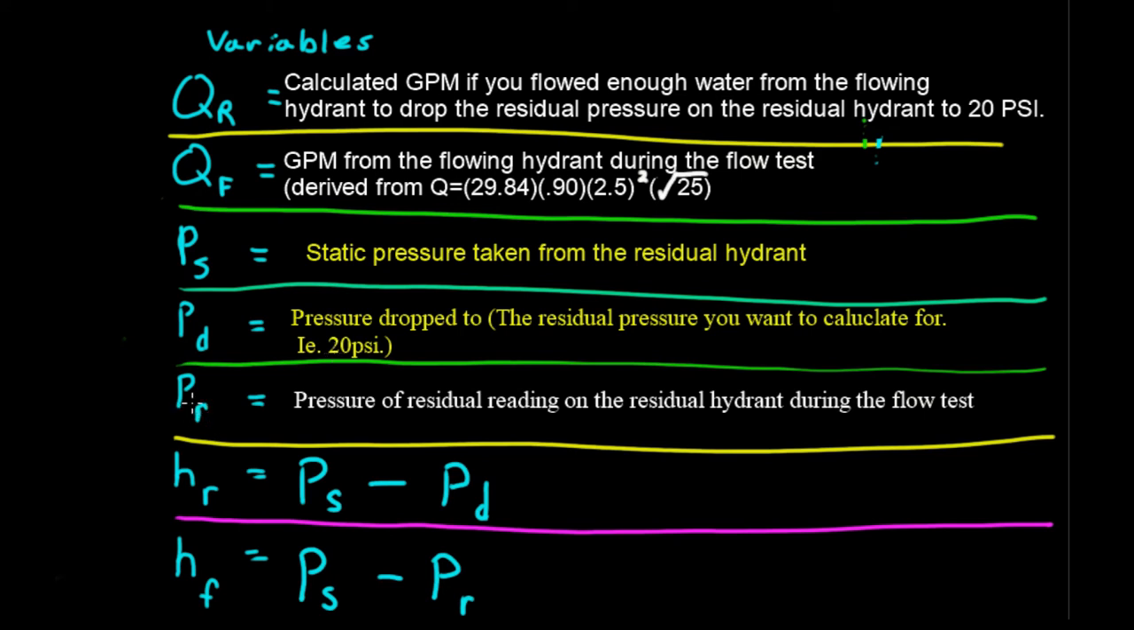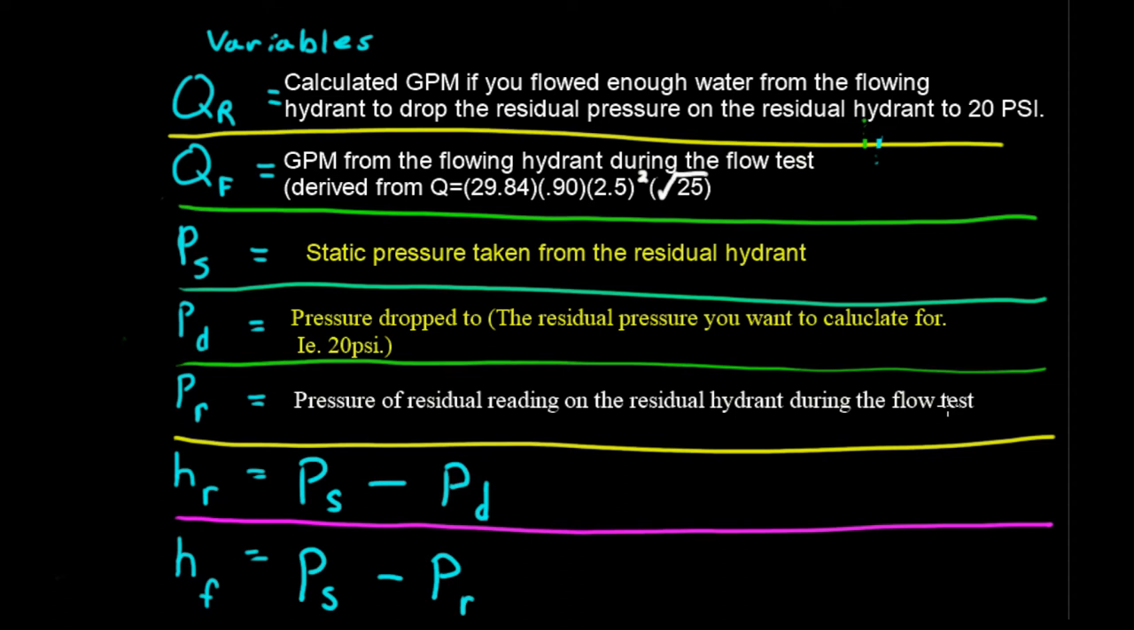P sub R, so you can say P sub S, P sub D, P sub R, because the R is below the P. Pressure of residual reading on the residual hydrant during the flow test. Remember, when we flowed that hydrant, we did our static, which was 75, and our residual we measured was 55 on the residual hydrant, and our flowing pressure was 25.